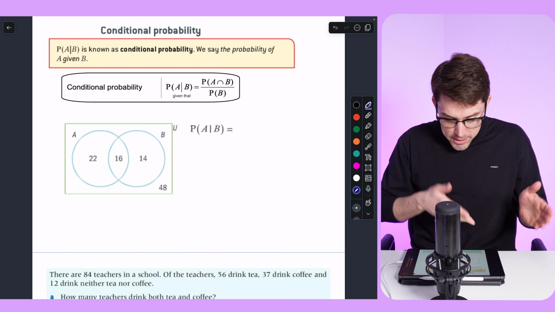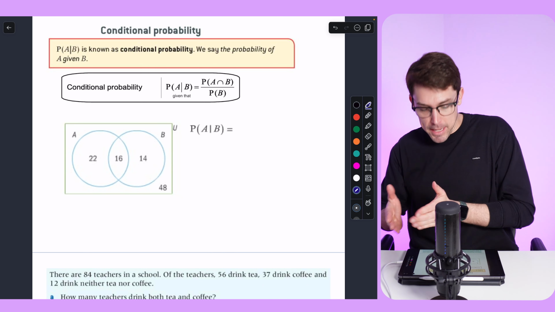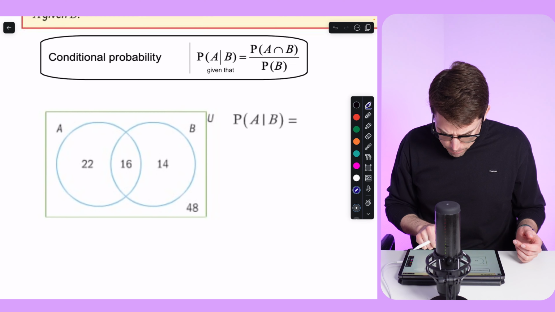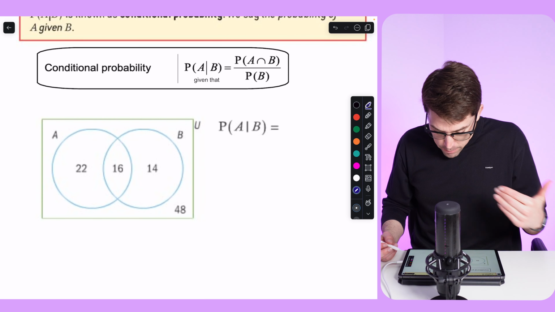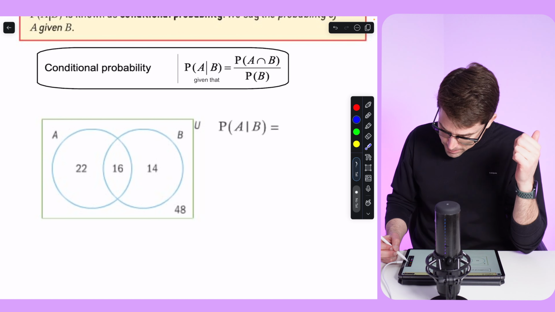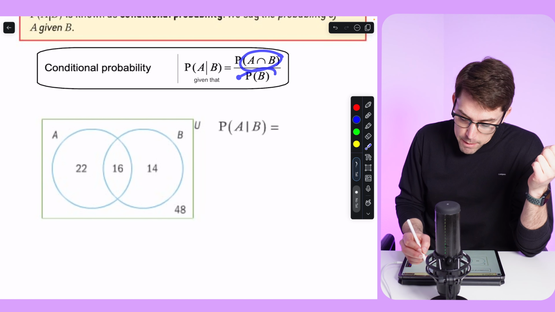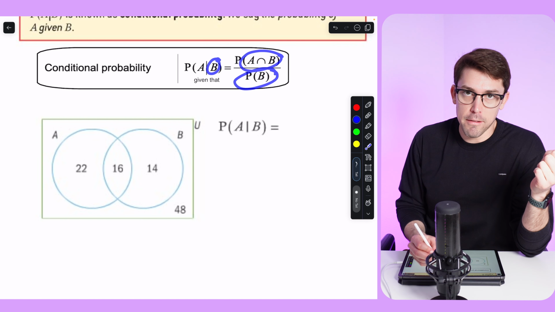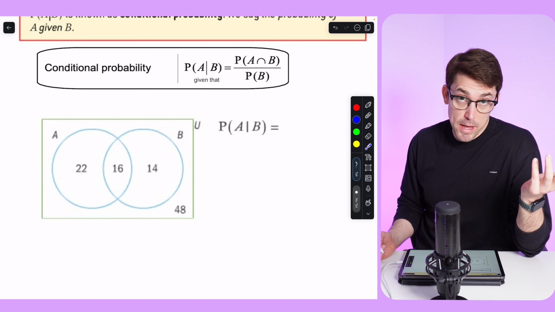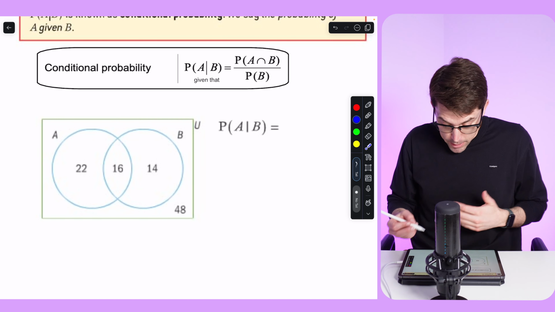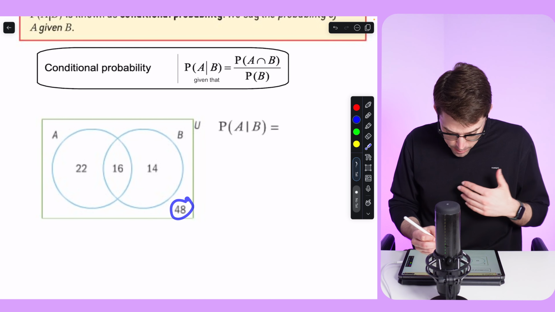We touched on this in an earlier video, but it's denoted by A|B, meaning A given B. So for instance, if I'm looking at this Venn diagram right here, I want to know the probability of A given B. What it means essentially is that you take the intersection between the two events and you divide it by the probability of this second event. And the question that you might be asking yourself is, why?